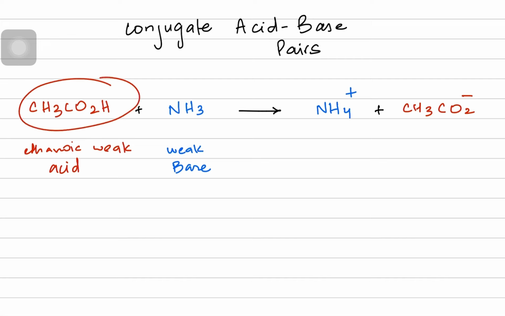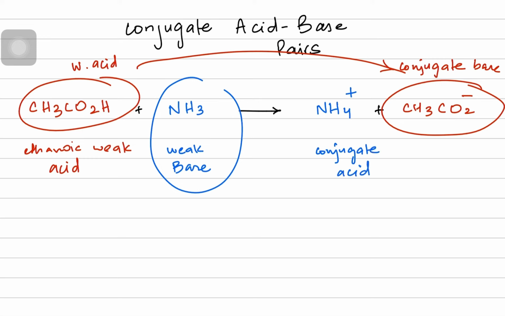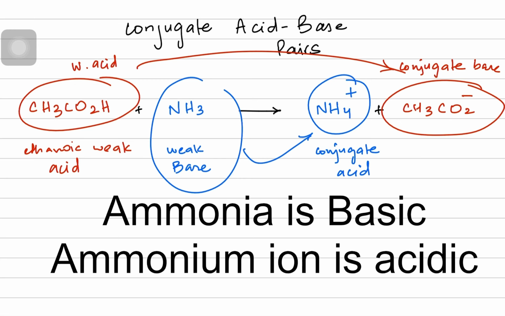Ethanoic acid was a weak acid, and the ethanoate ion is a conjugate base, because acids after donating their proton become conjugate bases, while ammonia, which was a weak base, makes a conjugate acid. So the ammonium ion is the conjugate acid. So always remember, ammonia is basic, but the ammonium ion is acidic.